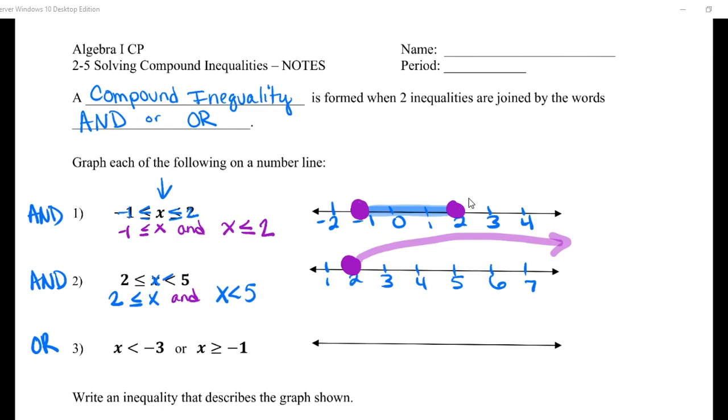Okay, it also needs to be less than 5. So that would be open at 5, less than is shaded to the left. Okay, so where these values are both true, where these inequalities are both true is in the middle where those shadings overlap.